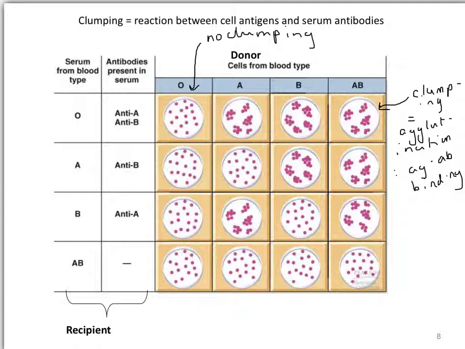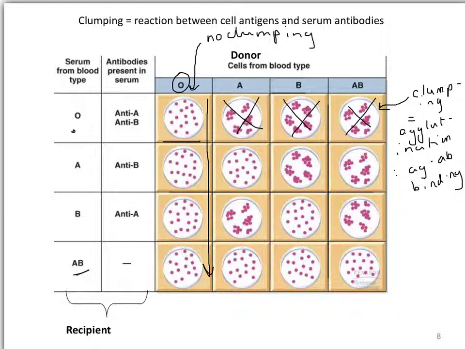You'll note that the O person is able to successfully give blood to anyone without clumping occurring. That's shown through this row. This is why we call O the universal donor. In contrast, however, the type O recipient here can only get blood from another O. They can't get blood from an A, a B, or an AB. Okay, so they're a little bit more limited in their donor possibilities.